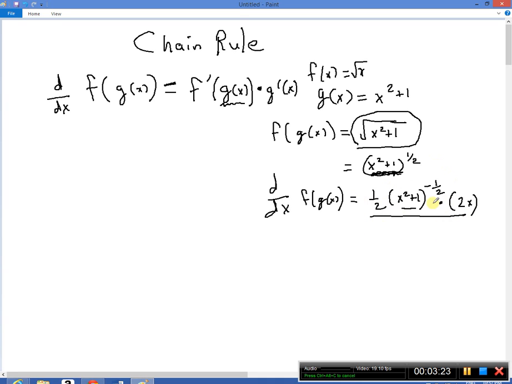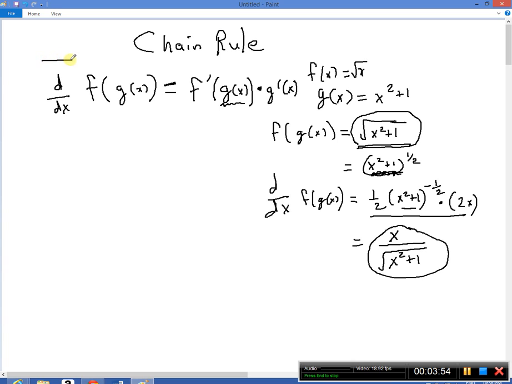Now you could rewrite this, simplify it. Notice the 1/2s cancel, and you're left with x, and then this is a negative exponent, and so you could write it this way, divided by x squared plus 1 to the 1/2 power, or you could also remember that the 1/2 power is the square root. So this is actually the derivative of the original square root of x squared plus 1.